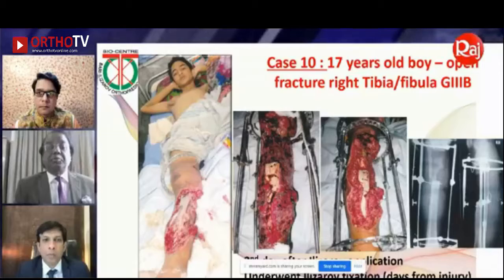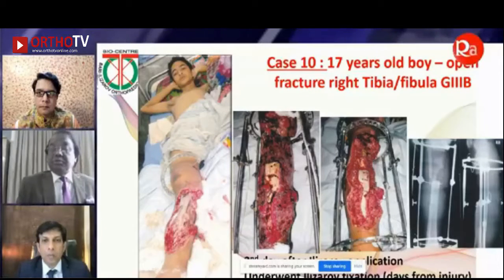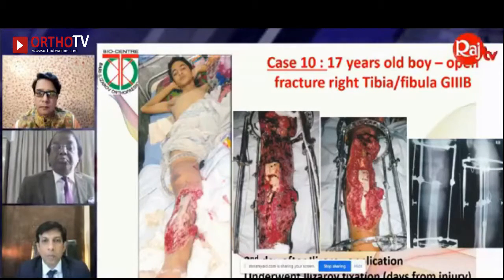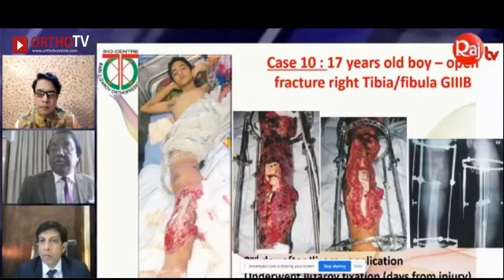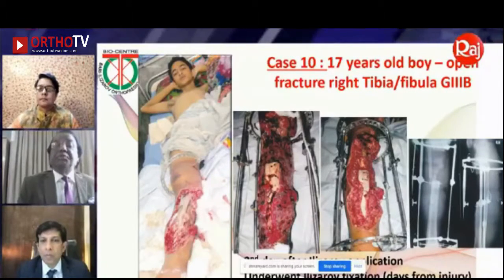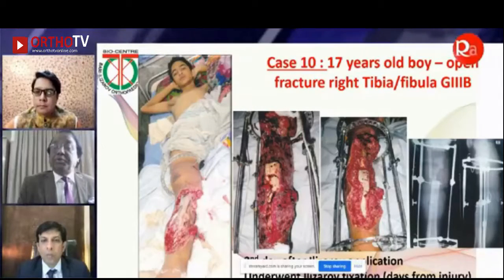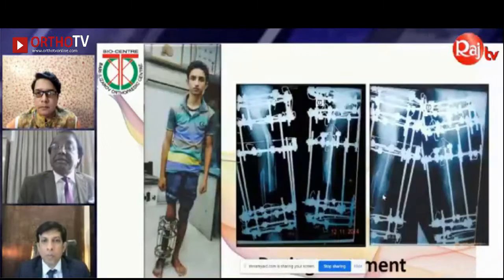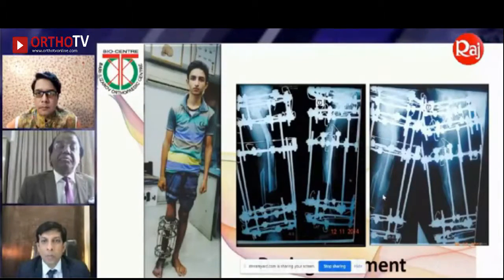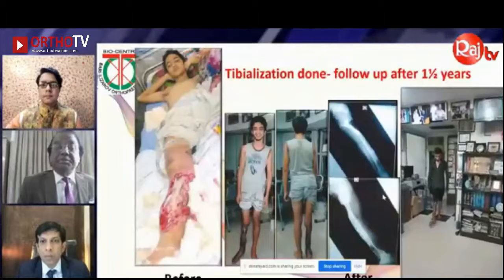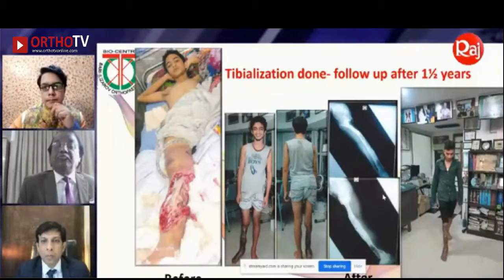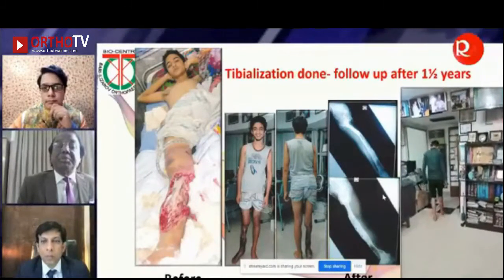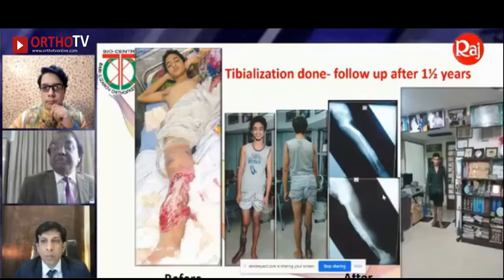This is also a 70-year-old boy, bone exposed, only infected, big gap, non-unions. You can see from day one of injury, I have put only 2 rings with telescopic rods, and then gradually I have shifted from one situation to another, and this is where I have done the tibialization. You can see the whole fibula was moved to the tibia, and this is 1.5 years follow-up.